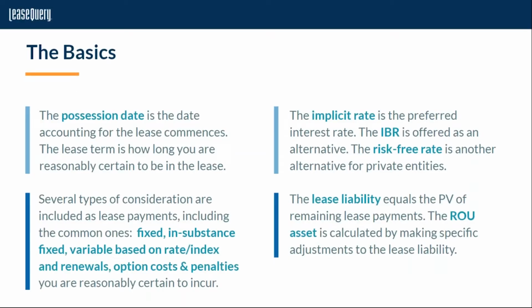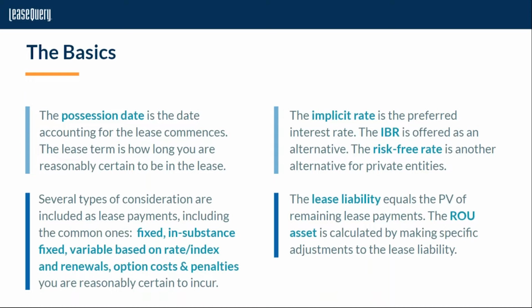The balance sheet treatment is the same as for a finance lease. Starting at the possession or commencement date, the lease is recorded on the balance sheet as the present value of the required lease payments, with the lease payments being several types of consideration and the discount rate being the rate implicit in the lease, the IBR, or the risk-free rate. Then the right-of-use asset is calculated by adjusting the lease liability by certain specific amounts, such as lease incentives and initial direct costs. The lease liability and right-of-use asset are reduced by the lease cost, which is allocated between the liability and the asset, even though it's still treated as one cost, the straight line lease cost.